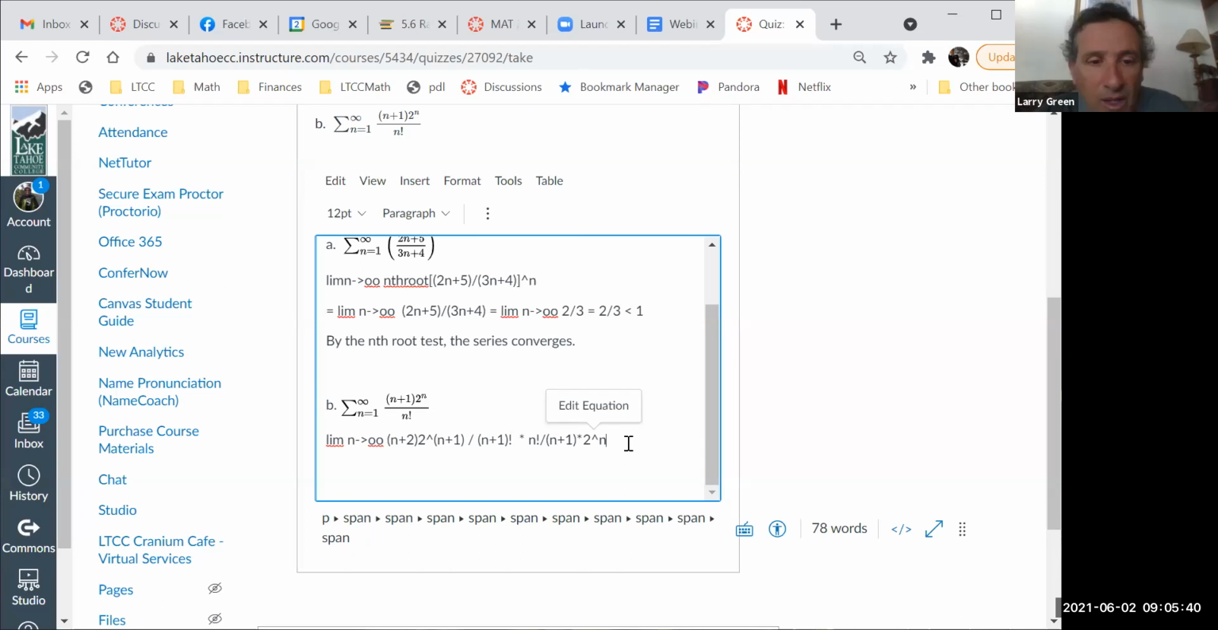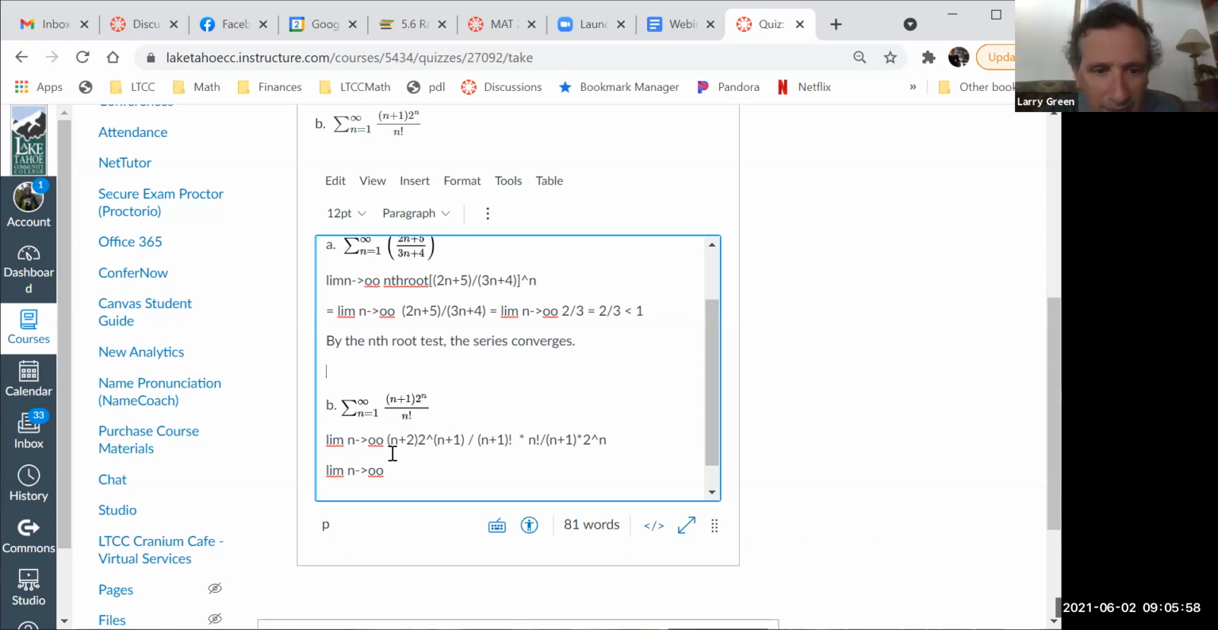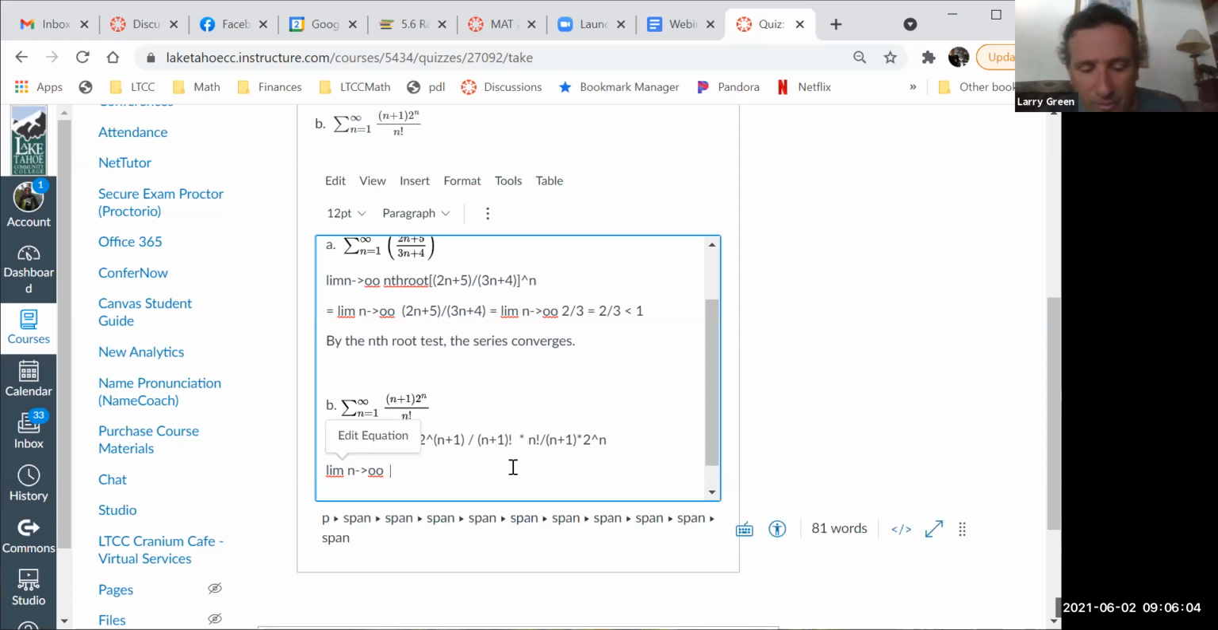Okay, so now what I like to do, I don't know if Bruce talked about this, but this is what I like to do. I like to go limit as n approaches infinity. And then what I do is I group. I kind of put the like things together. So you'll notice in this equation, we have an n plus 2 on the top. We have an n plus 1 on the bottom. So let's put those together.